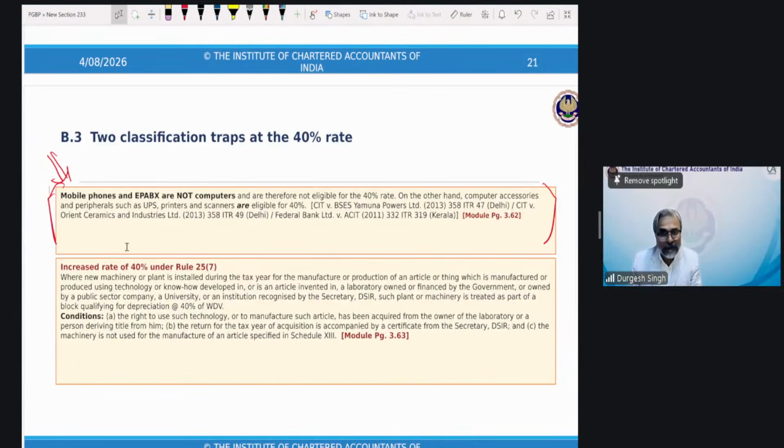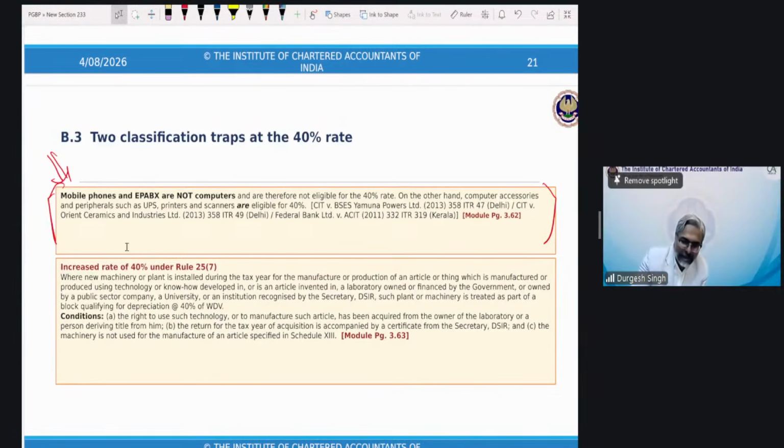So what would it be now? You will say, but sir, these are my business assets. Yes, don't worry. It will go under the general rate of plant and machinery, which is at 15%. Is that clear to all of you?